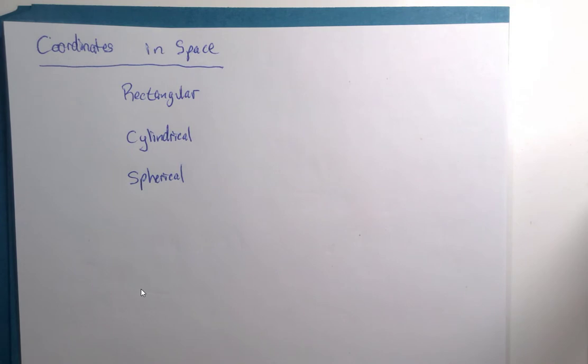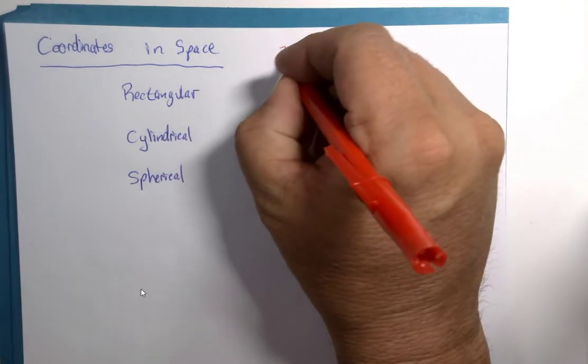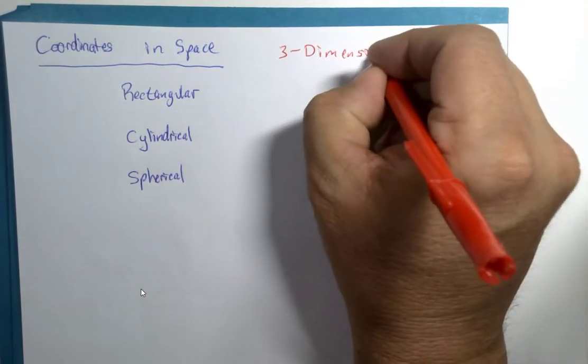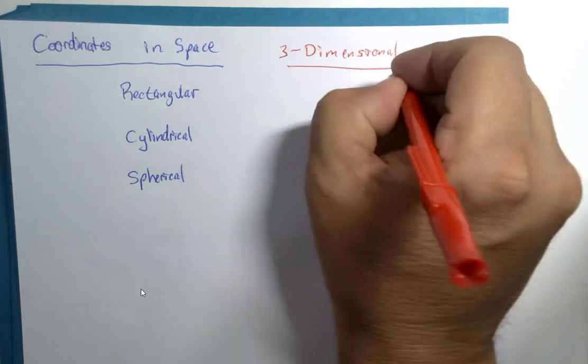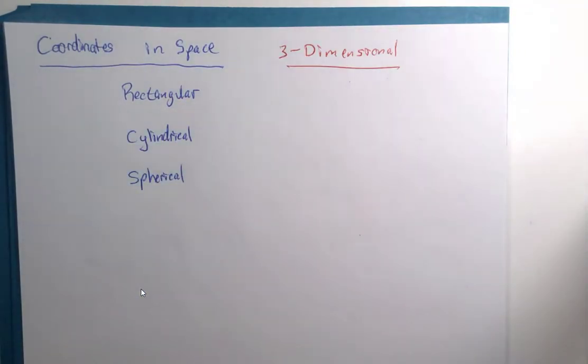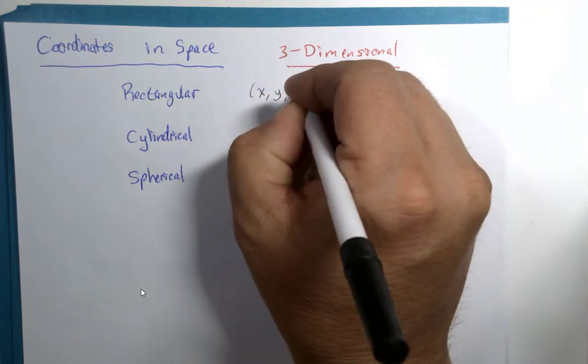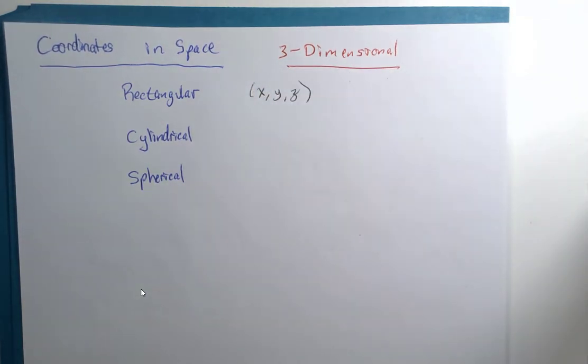Okay, we're continuing to look at coordinates in space. So in other words, three-dimensional coordinates. And we have our traditional x, y, z, which are called rectangular coordinates.